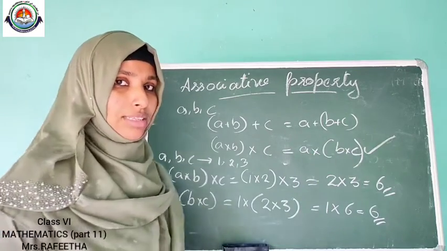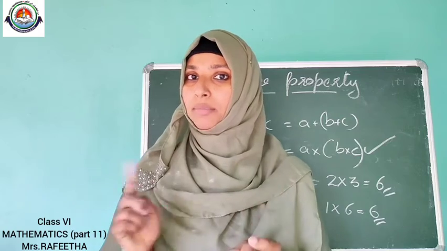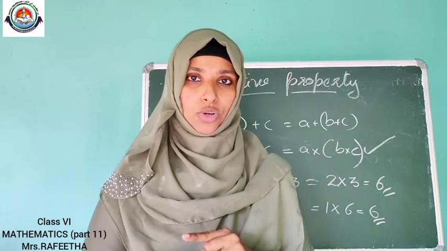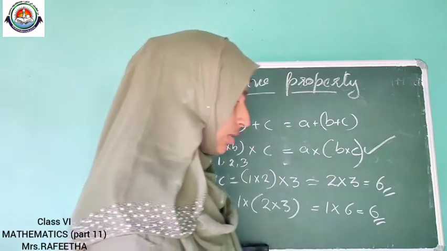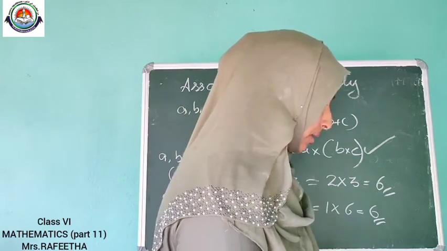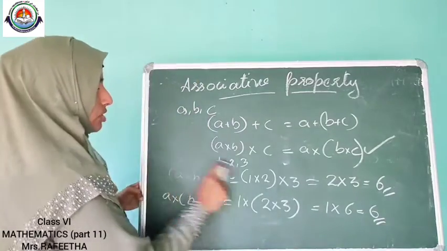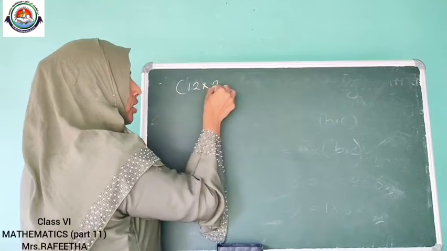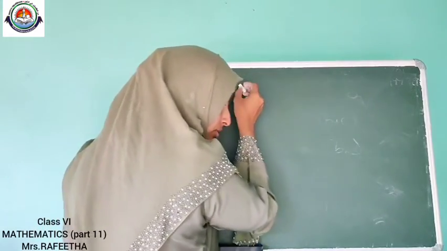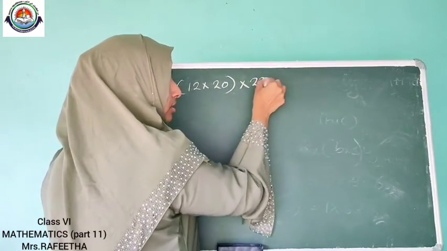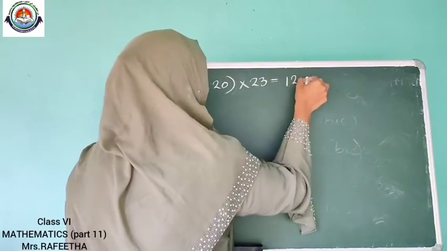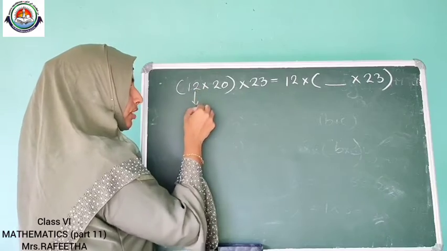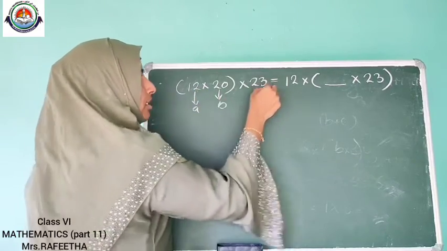Okay, so hence we can say that the associative property will be applicable in the case of multiplication also. Okay, such questions we can do as in the exercise question. It is exercise 2.3, question 7, that is 12 into 20 into 23 is equal to 12 into dash into 23. See, let 12 be A, 20 be B, this be C.